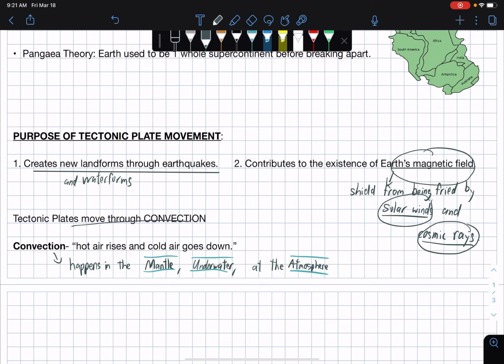Tectonic plates move through convection. As said earlier, convection is the reason for the movement of tectonic plates. And as for convection, the basic definition is that hot air rises and cold air goes down. This kind of system happens in the mantle, underwater, and in the atmosphere. So yeah, that's it for this video.